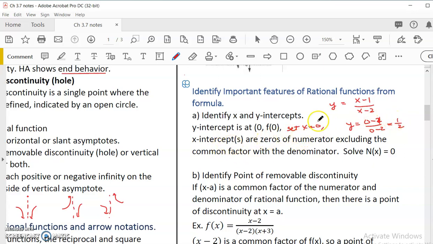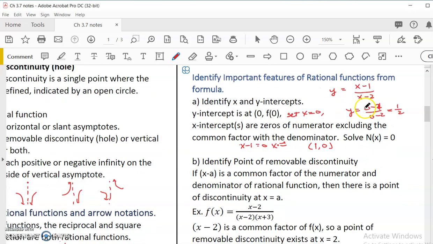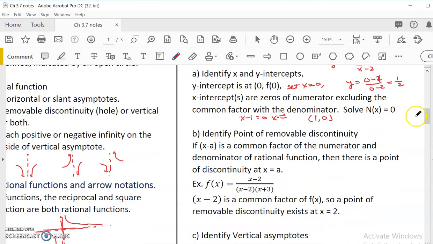X-intercepts are when the numerator is 0 because it is just when y equals 0. So y equal to 0 just means the numerator is equal to 0. You solve x minus 1 equal to 0, so x is equal to 1. So there's one x-intercept, which is (1, 0). So that's it. X and y intercepts, you can find them from a formula just like any function.